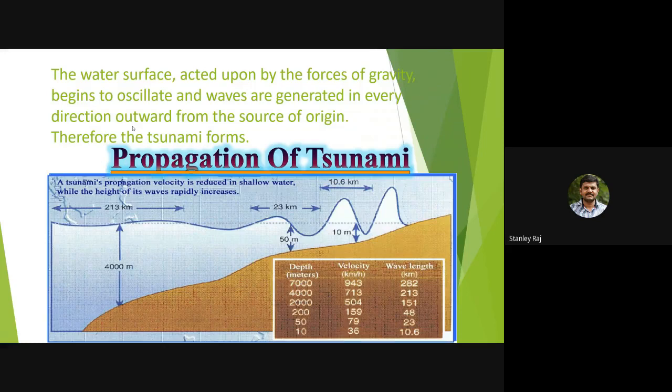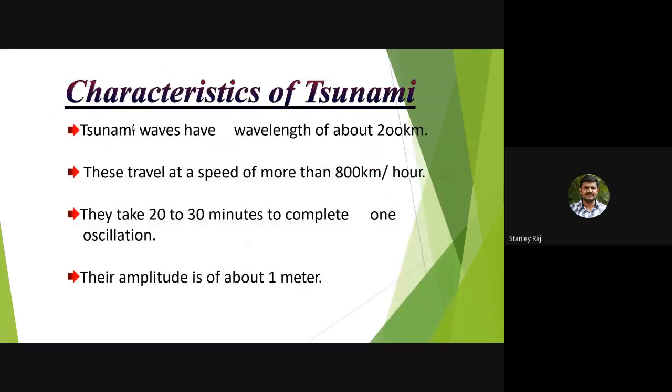If the depth is around 7,000 meters, the velocity is 943 kilometers per hour and the wavelength is 280. These are the destructive properties of these waves. A tsunami has a wavelength of about 200 kilometers and travels at a speed of more than 800 kilometers per hour.